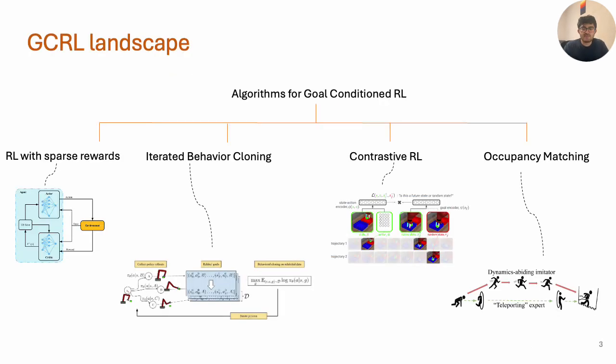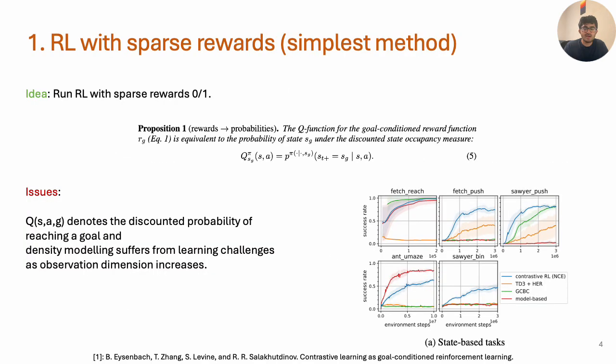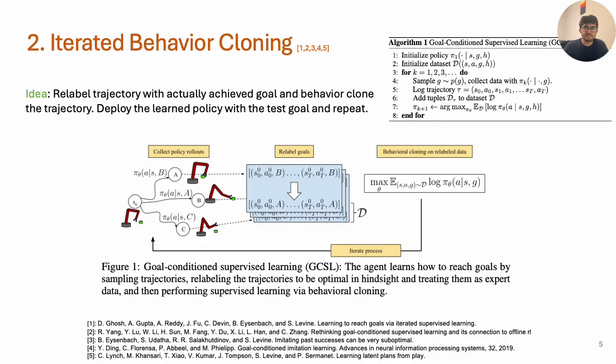GCRL methods can roughly be divided into four approaches. These include RL with sparse rewards, iterated behavior cloning, contrastive RL, and occupancy matching. Goal condition RL with 0-1 rewards implies learning a Q function that predicts the probability of reaching a particular goal from a particular state and action, making it a density model. Modeling density is a hard problem and has prompted exploration into other ways that make optimization easier.